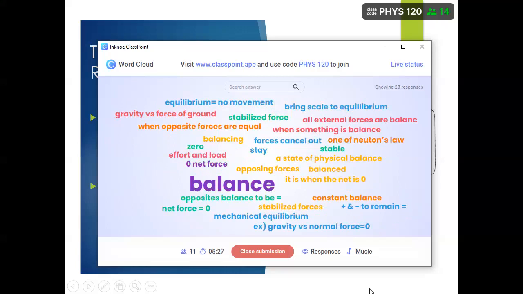Effort and load. A state, stable. Forces cancel out. Yes, one of Newton's laws. Newton's first law is equilibrium. Equilibrium is Newton's first law, when opposite forces are equal. There are forces, but they are canceling each other. Yes, force of gravity versus force of the ground.